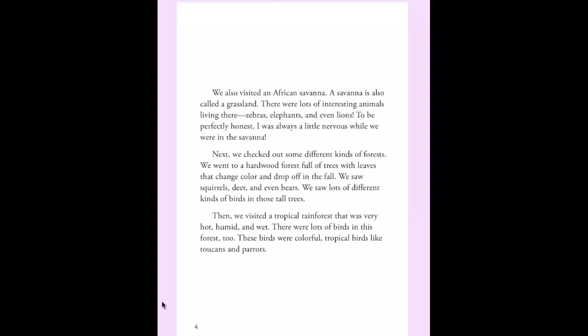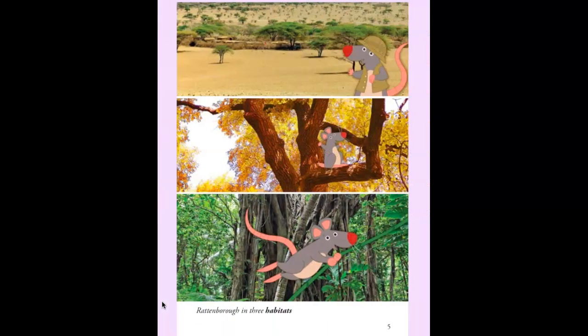Next, we checked out some different kinds of forests. We went to a hardwood forest full of trees with leaves that change color and drop off in the fall. We saw squirrels, deer, and even bears. We saw lots of different kinds of birds in those tall trees. Then we visited a tropical rainforest that was very hot, humid, and wet. There were lots of birds in this forest too. These birds were colorful, tropical birds like toucans and parrots. And here is Rattenborough in 3 habitats: desert, forest, savanna maybe.